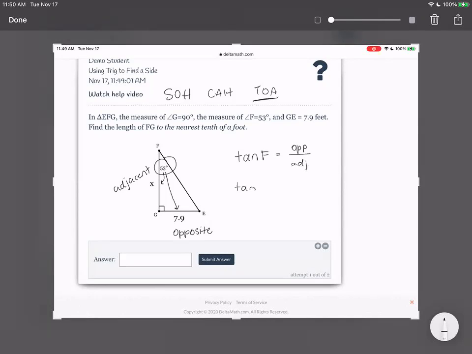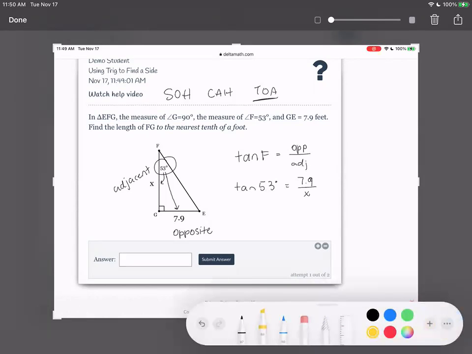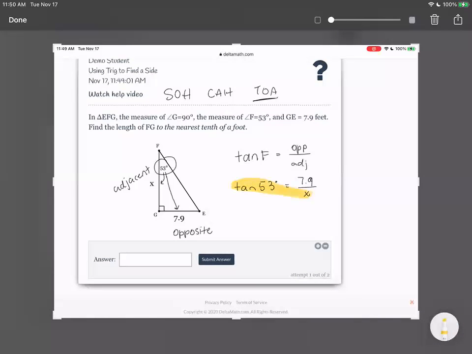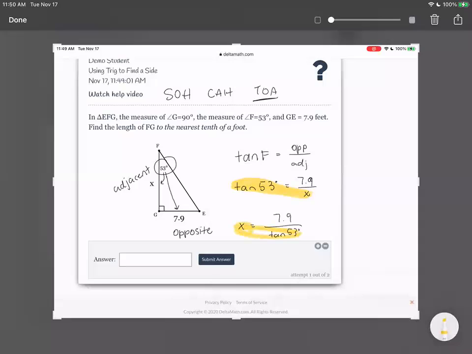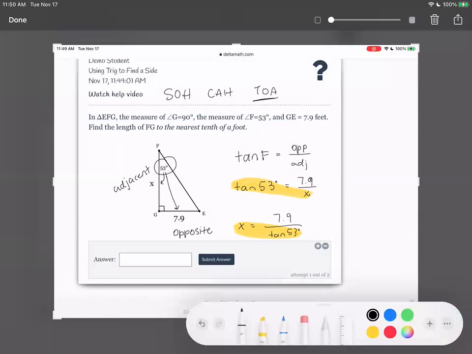And so let's plug it in. Tangent of F, which is 53 degrees, is equal to the opposite side, which we said was 7.9. That's really ugly, but it's okay. Over the adjacent, which is x. And so we have x in our denominator. We're going to switch it with the other side, so we're going to switch out those two, which means we get x is equal to 7.9 over tangent of 53 degrees. So the way we got x by itself was we switched the denominator with the other side, because you can do that. Are there any questions on this one before I go type it in?